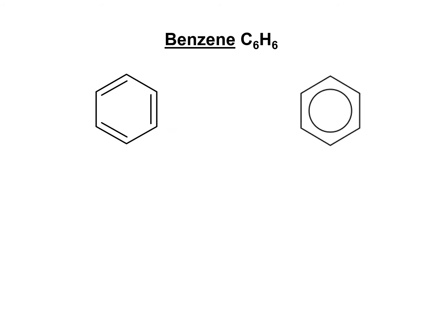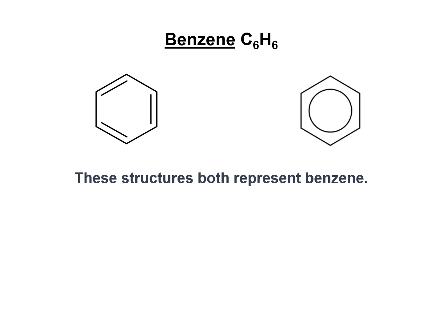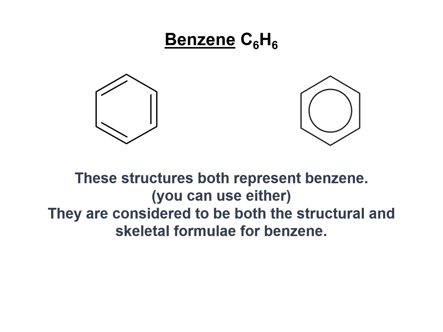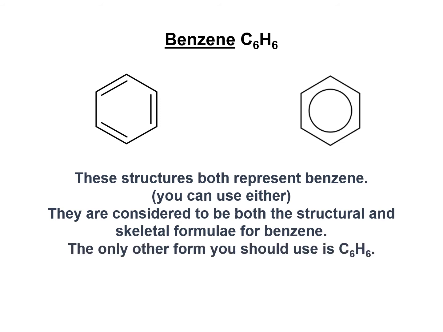Now, benzene is typically drawn in one of two ways. Both of these structures mean that you've got benzene present, and you're welcome to use either of those structures when you're drawing molecules with benzene in. These are considered to be the structural formulae as well as the skeletal formulae. Typically, if a question asked you to draw a molecule using structural formulae that contained benzene, they mean the rest of the molecule. You would draw this type of structure for benzene and then use structural formulae for the rest of the molecule. Skeletal formulae, this is the one you would use, either of those two.